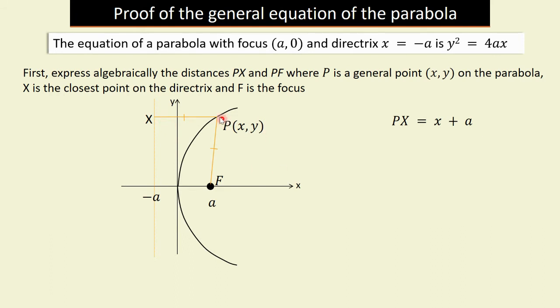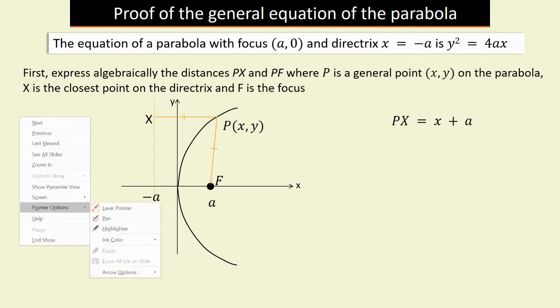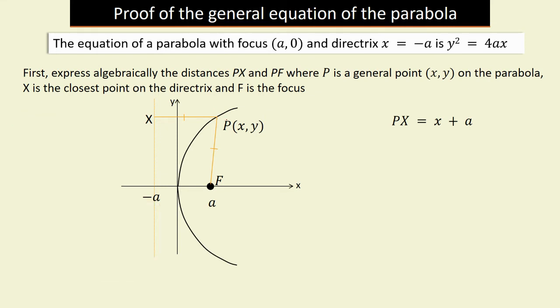What about PF? PF's a bit trickier. But what we've got going on in there is a right-angled triangle. I'm going to try and draw this as well as I can. If I drop a vertical down there, I've got a right-angled triangle. And we know we can get the distance between two points by using Pythagoras. This distance squared plus this distance squared must be the distance we want from P to F, all squared.